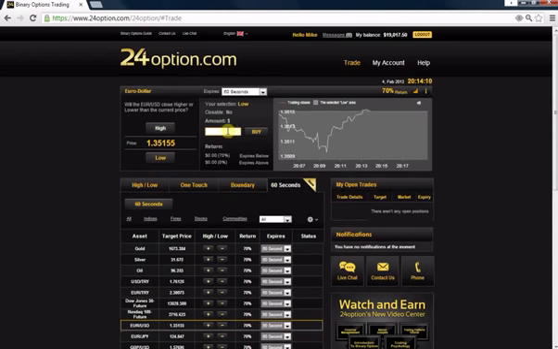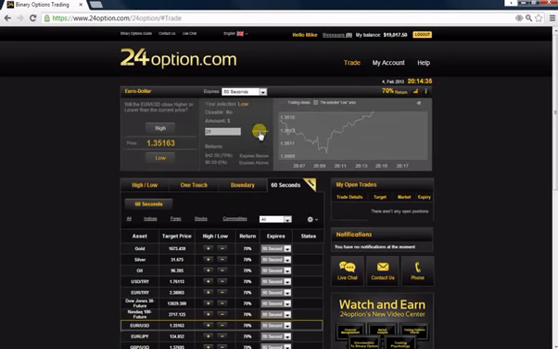So puts. Now the minimum investment for 24options is $25, which is higher than other options platforms. So when you do this technique with 24options, you usually need to start out with a larger initial deposit in order for this technique to work. So we're going to first invest $25 and go to buy.